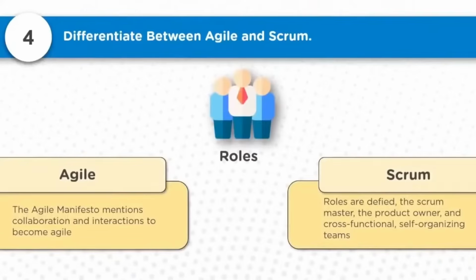Then looking at the leadership and roles perspective, the Manifesto mentions the required collaboration and interactions to become agile, whereas Scrum defines the roles like the Scrum Master, the product owner, and the self-organizing team, which is a cross-functional self-organizing team. These are the main three roles which Scrum defines.